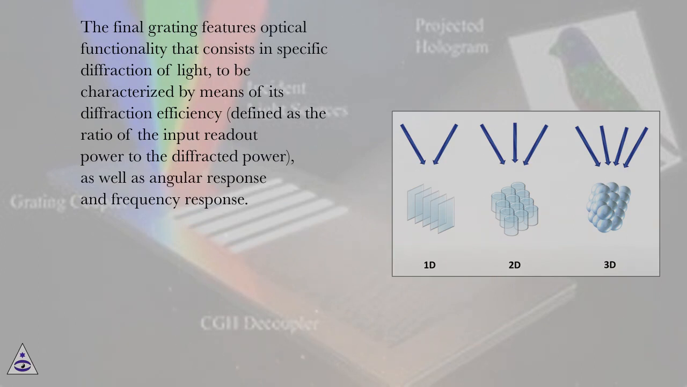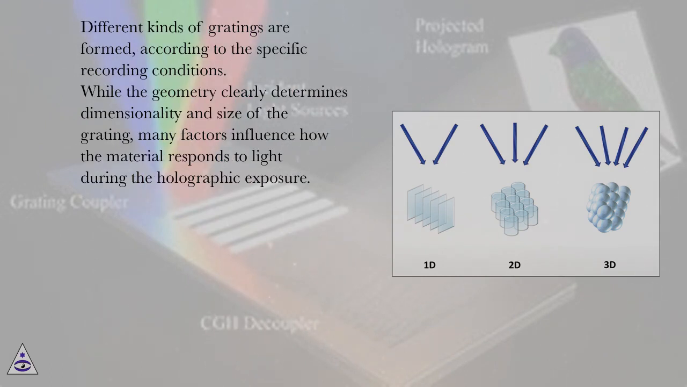The final grating features optical functionality that consists in specific diffraction of light, to be characterized by means of its diffraction efficiency, defined as the ratio of the input readout power to the diffracted power, as well as angular response and frequency response. Different kinds of gratings are formed, according to the specific recording conditions.